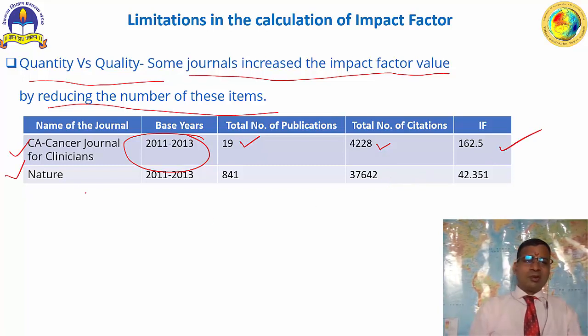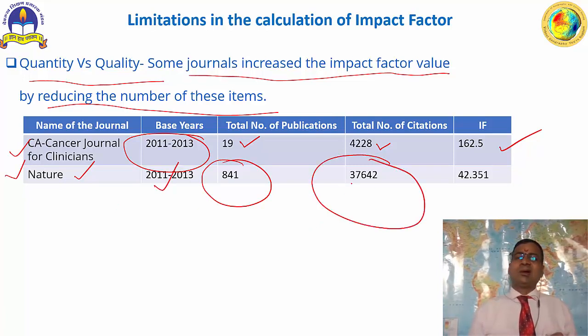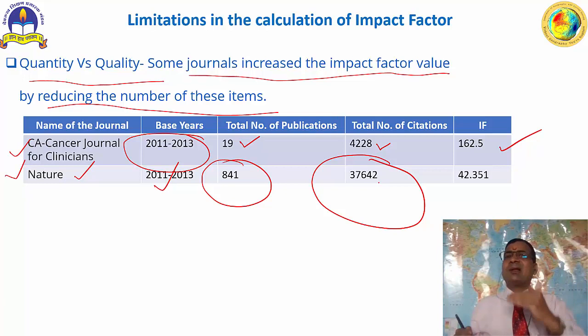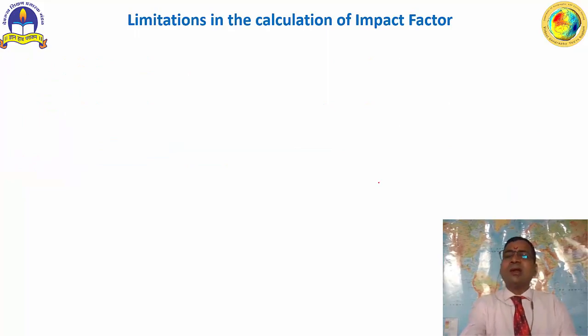Except this, if we talk about Nature, they published 841 research papers during 2011 and 13, and the total number of citations was 37,642. In number, Nature is at the top, but in ratio, Nature is lagging behind. So the impact factor of Cancer journal is higher than Nature. This is also one of the limitations in the calculation of impact factor.